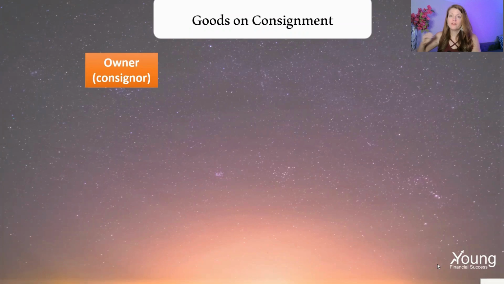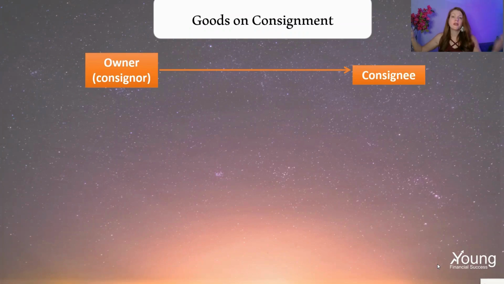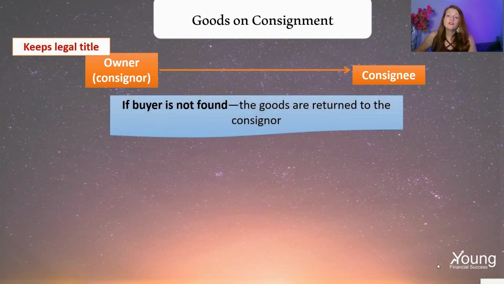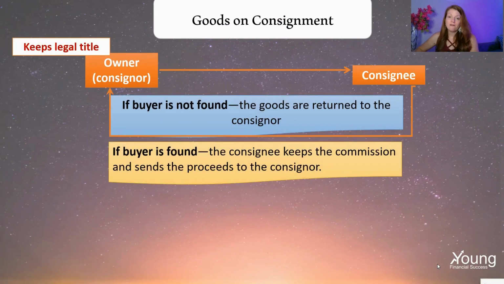The owner of the goods is called the consignor. The consignee is the store that's displaying it, saying, hey, come buy this artwork, come buy this furniture, or these clothes. If a buyer is not found, the goods are returned to the owner. Either way, as long as they have not sold, the consignor, the owner, keeps legal title. If a buyer is found, the consignee keeps the commission and then sends the proceeds to the consignor.